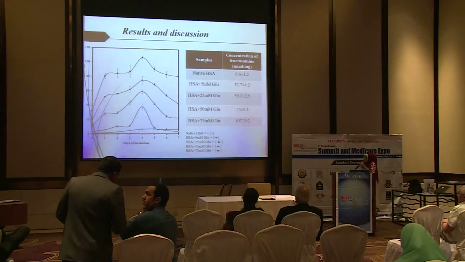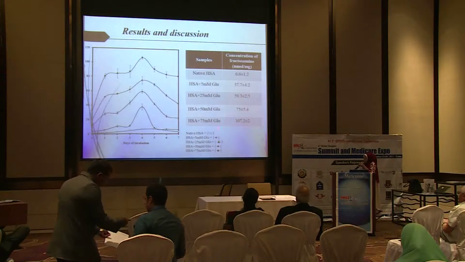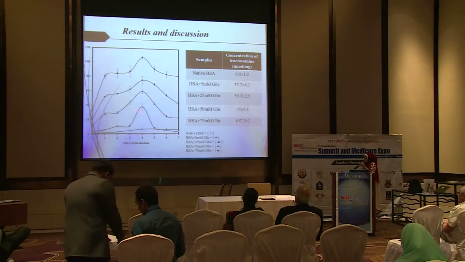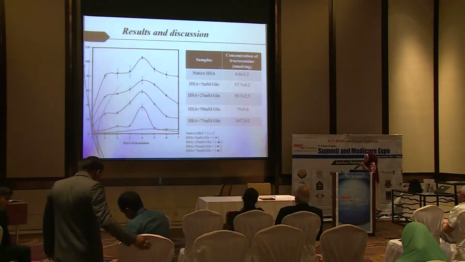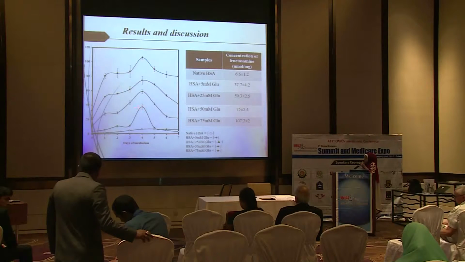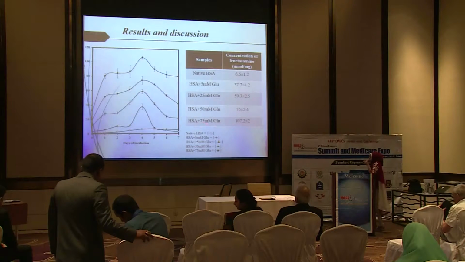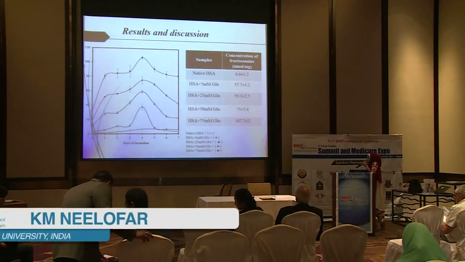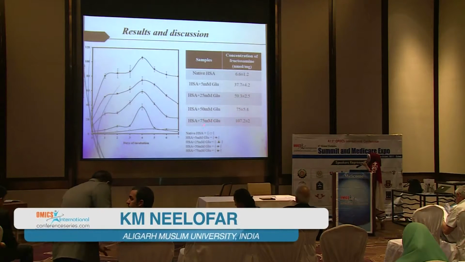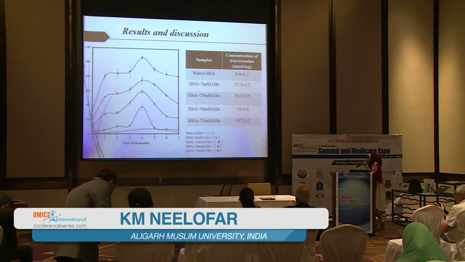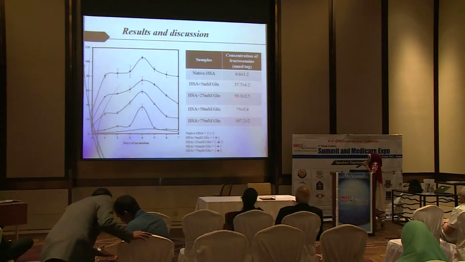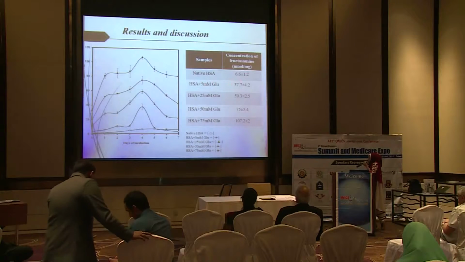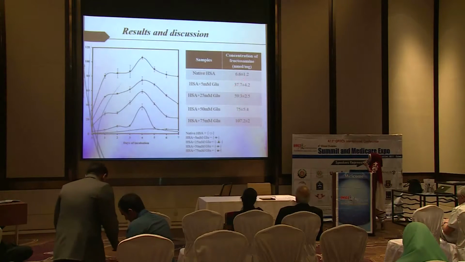We incubated HSA with different concentrations of glucose for 7 days, and we find a peak at the 4th day, which indicates that at the 4th day the fructosamine level is very high in all the samples. In the 4th day incubated sample, the fructosamine content is 107.2 in 75 millimolar glucose modified HSA, and with 50 millimolar glucose modified HSA it was 75, and in 25 millimolar glucose modified HSA it is 59.3. And in native HSA, it is very low, 6.6 nanomole per mg.